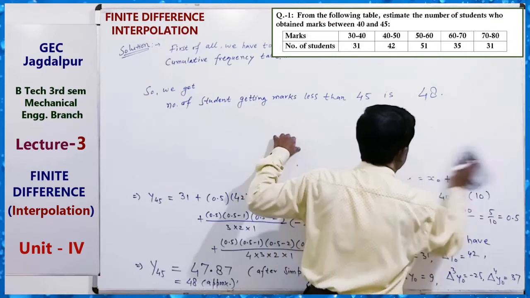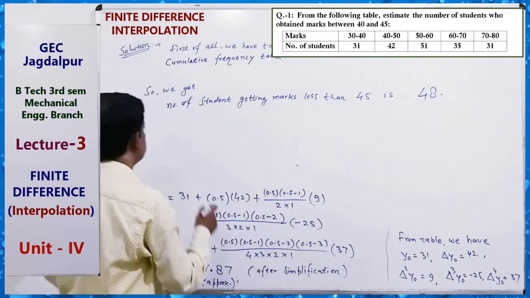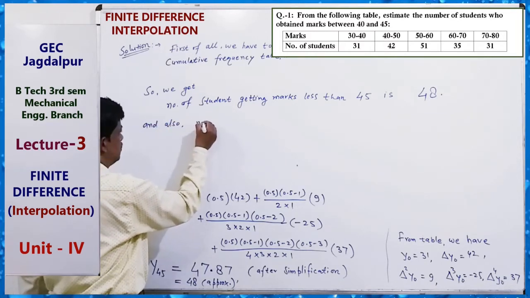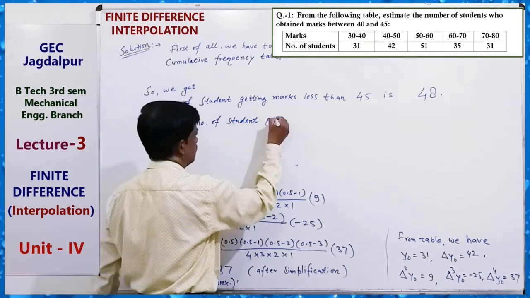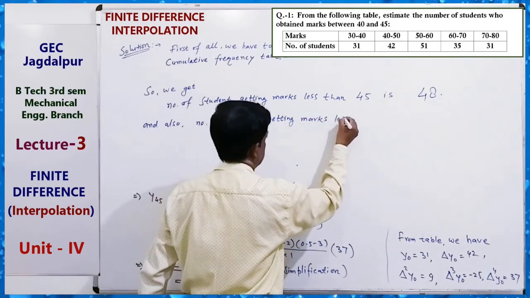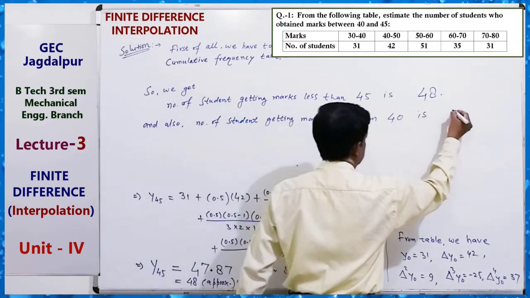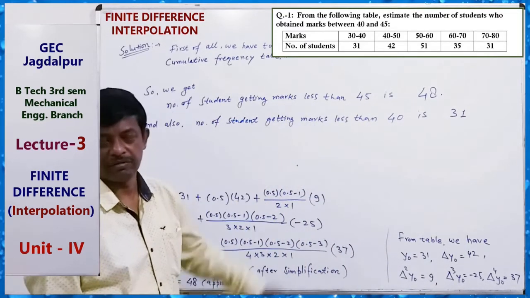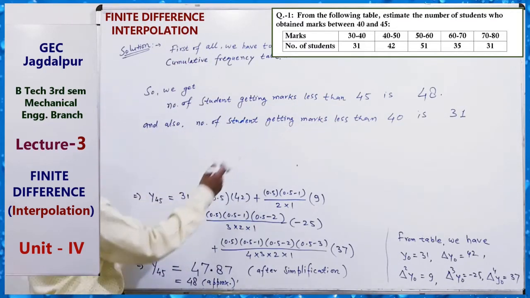Okay. And also number of students getting marks less than 40 is 31 from table. 31 from table. Just cumulative frequency table. First, marks less than 40, 31.